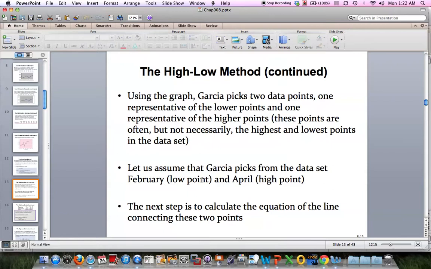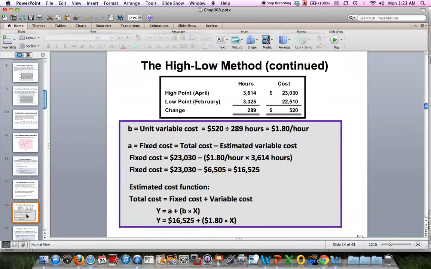That wasn't the highest or lowest cost. He went with highest or lowest hours because to him that was the driver that was going to cause cost to happen. And so the next step is to calculate the equation of the line connecting the 2 points.